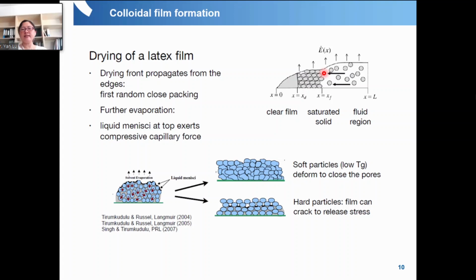And in the case of soft particles, it means you have a lower glass transition temperature. In that case, due to these capillary forces, the particles will start to deform, and you will have a deformed colloidal film in the end.